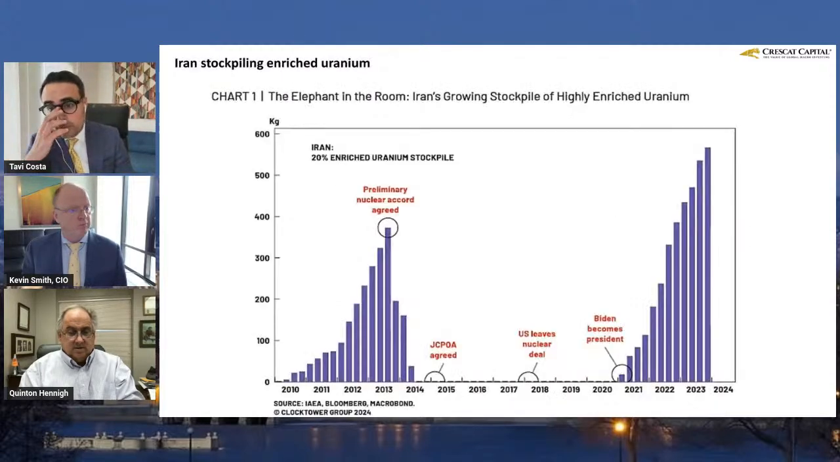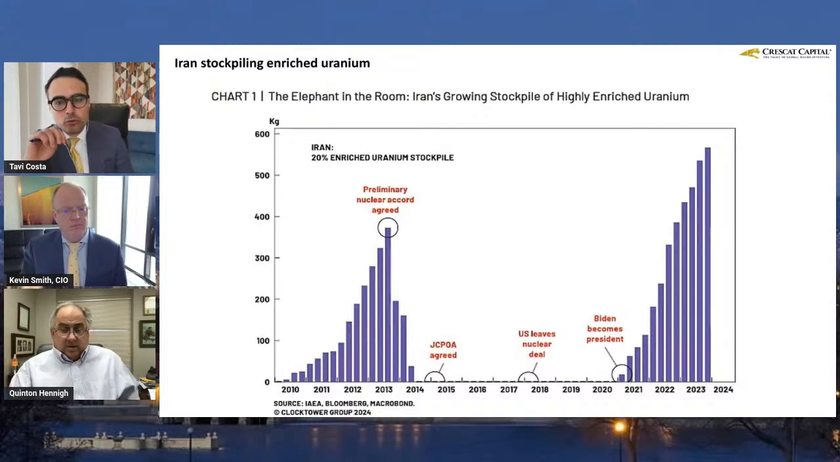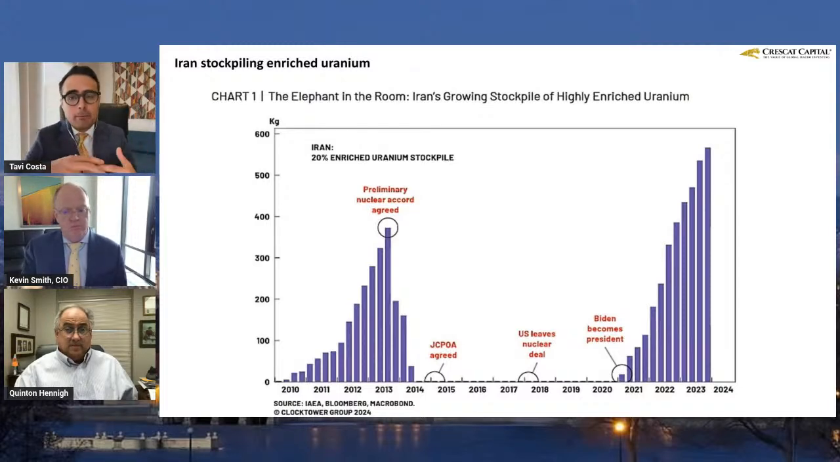Let's go to the next chart. One of the most important charts that I actually saw in a presentation recently from Clock Tower Group, and this is a very important chart. When I said there is no geopolitical premium being priced in oil, look at this chart. It's fascinating how much Iran has been piling on enriched uranium recently. If you want a war indicator, look at this chart.